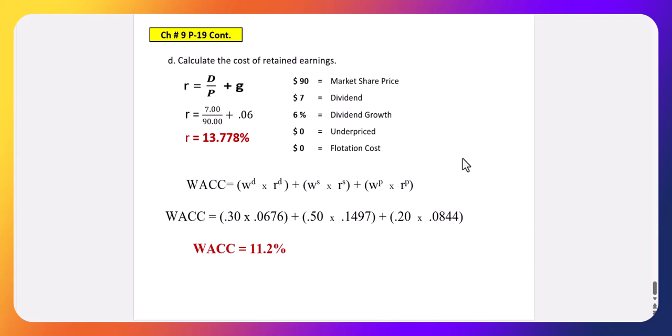And finally, we're going to find the weighted average cost of capital of our capital structure using debt, common stock, and preferred stock. Once again, all the weights must add up to 1 or 100%. We have our cost of debt, which is the after-tax cost of debt, our cost of common stock, and our cost of preferred stock. We multiply and add them and get a weighted average cost of capital of 11.2%.